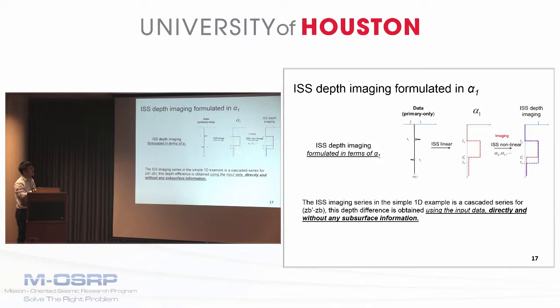In other words, we are collecting only the imaging contribution from these nonlinear terms, where it only moves the boundaries of the box, and keeps the amplitude the same. So the key parts, as Professor Weglein explained, is that the ISS imaging series in this specific 1D simple example is a cascaded series for this depth difference between ZB prime and ZB. And this depth difference is obtained using the input data directly and without any subsurface information.